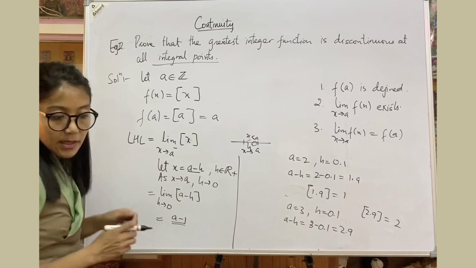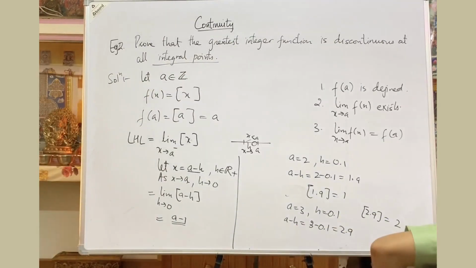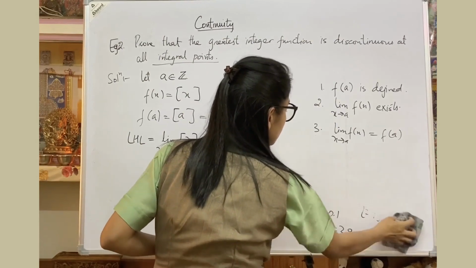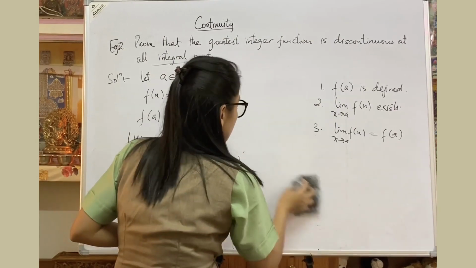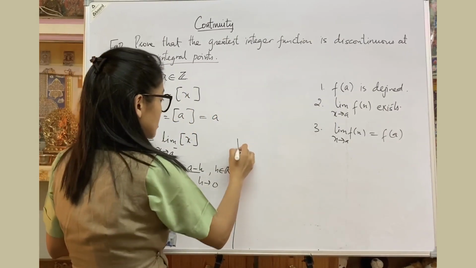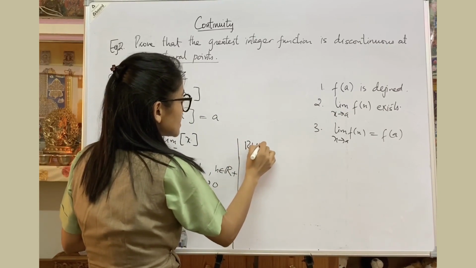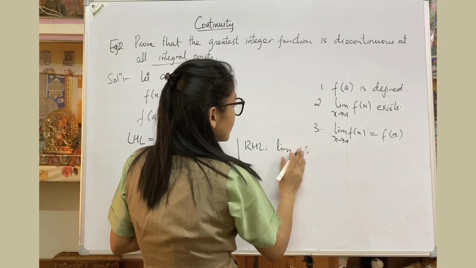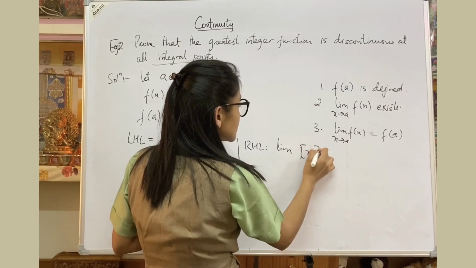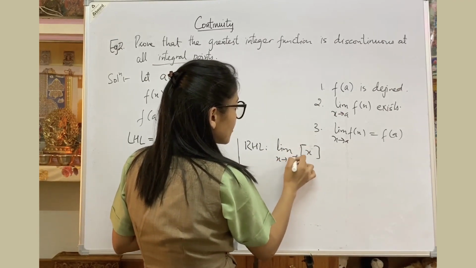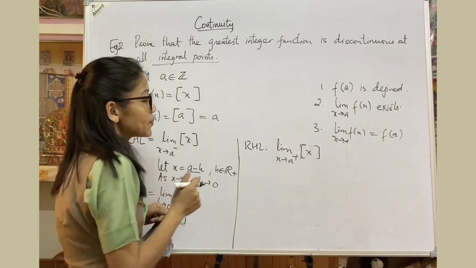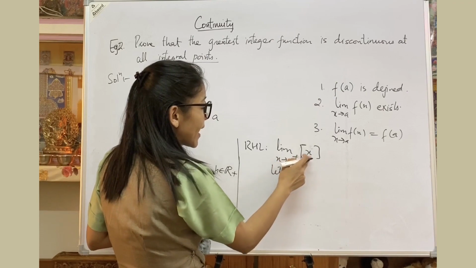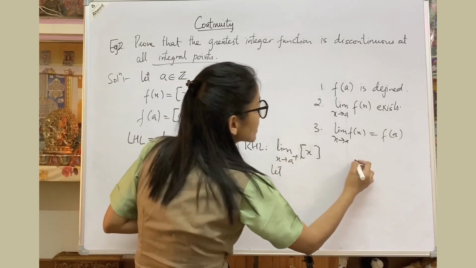Then for the right hand limit, the limit of f(x), which is the greatest integer function, as x tends to a from the right hand side, I'll make the substitution here. In this case, x is greater than a because it is like this.